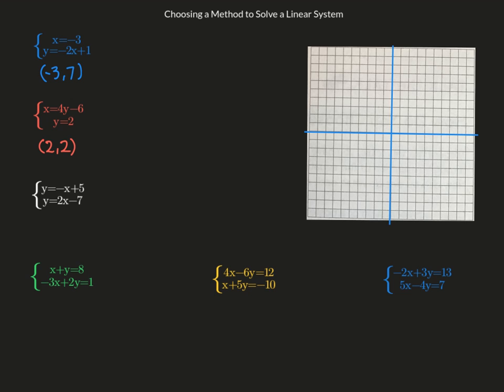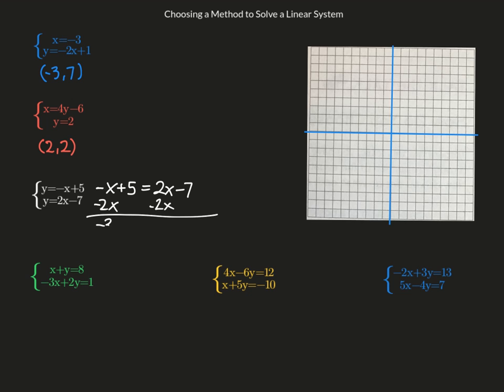Since y is isolated in each one, we could, however you want to think about it, either replace this y with 2x minus 7, or replace this y with -x plus 5. It doesn't really matter. Let's just write it as -x plus 5 equals 2x minus 7. And now we need to isolate the x's. So I'm going to subtract 2x from both sides.